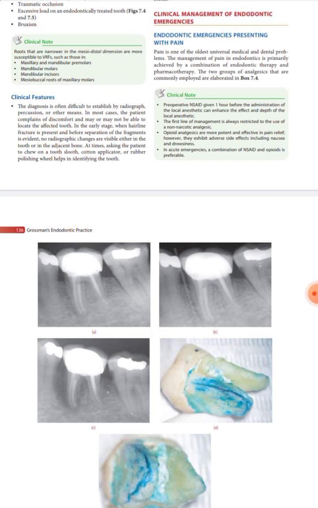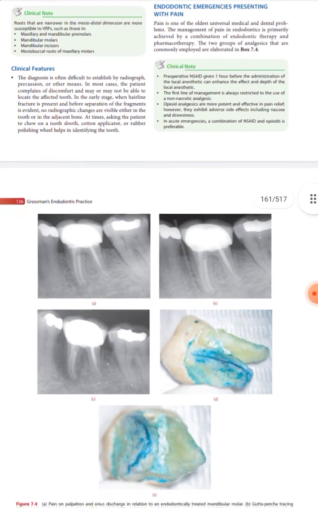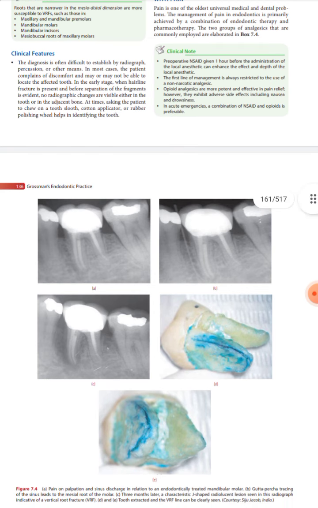Two groups of analgesics that are commonly employed are established in the box. जैसे कि सबसे पहले हम, pre-operative NSAID given 1 hour before the administration of the local anesthetic can enhance the depth of local anesthetic. मतलब लोकल एनेस्थीसिया जब हम देते हैं तो उससे 1 घंटा पहले हम उसको NSAID, नॉन स्टेरॉयडल एंटी इन्फ्लेमेटरी ड्रग दे देते हैं.